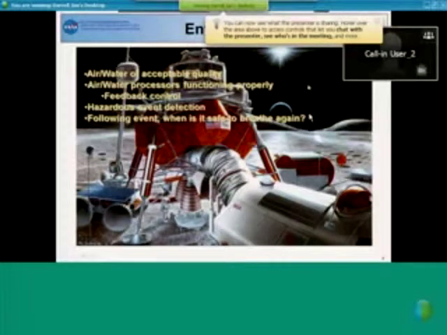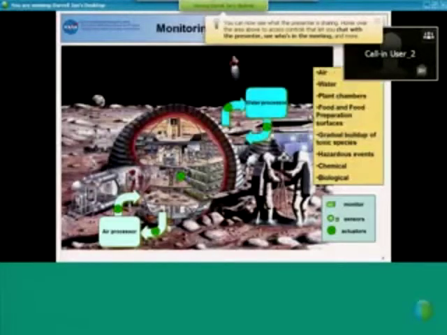Okay, so why do you do environmental monitoring? Well, you want to make sure the air and water are of acceptable quality. You probably heard about this the past couple of days from my colleagues. You want to make sure the processing for those air and water is also working properly, and that you're providing information for feedback control. And then besides the nominal operation, there could be hazardous events that you want to detect. And then once that event happens, you want to know when is it safe to start breathing the air again. So I'll go through all of this in the next few slides.